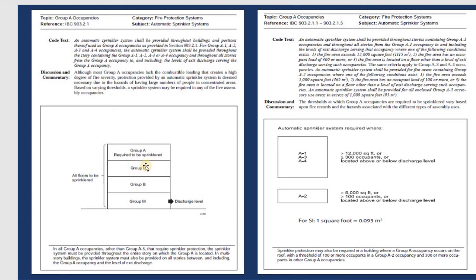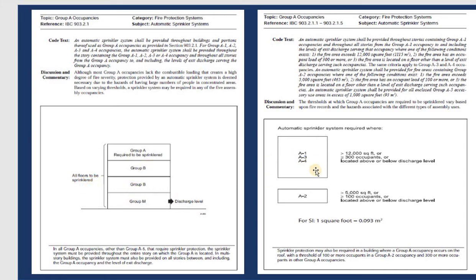This is another example. You can see that if the building has many levels, the floors have the fire sprinkler system, and between them, up to the highest level, for groups A, B, and M, we require the sprinkler. That is the floor where we have the sprinkler system.